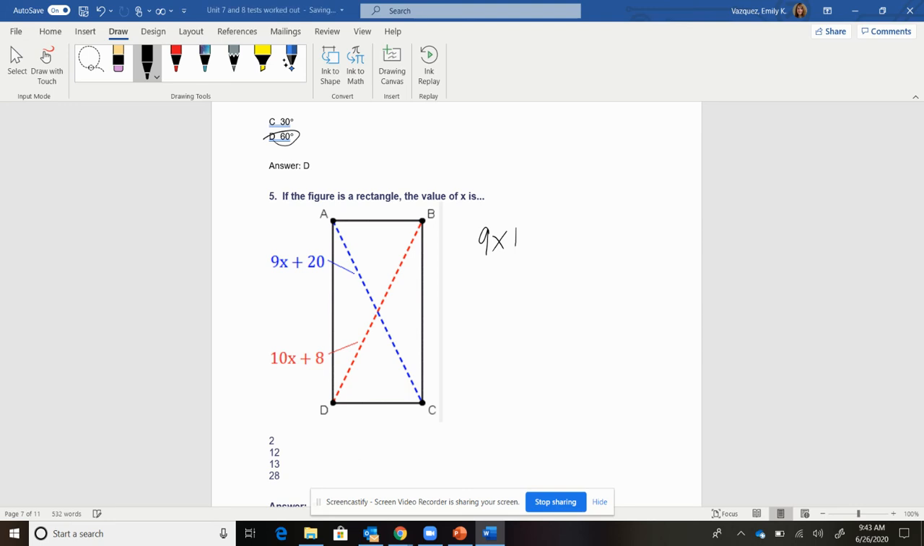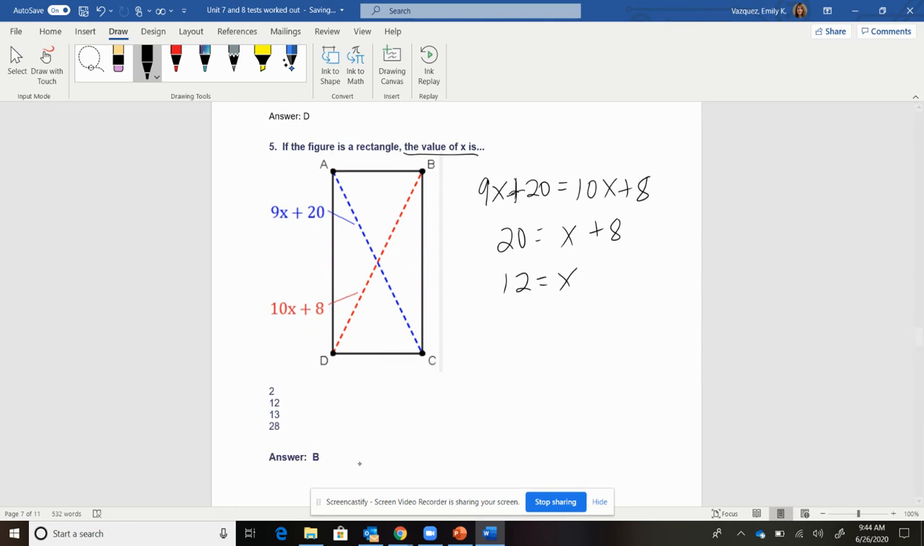So I'm given both diagonals, so all I need to do is set them equal to each other. That's your only step of geometry. One step of geometry, and the rest is all Algebra 1 or previous math classes. So you're just going to go ahead and solve from here. Subtract your 9x on both sides, subtract your 8 on both sides, and you get x equals 12. Reread the question. The question is asking for just x, so 12 is correct.